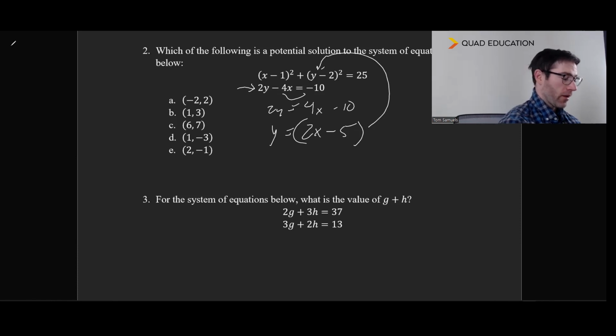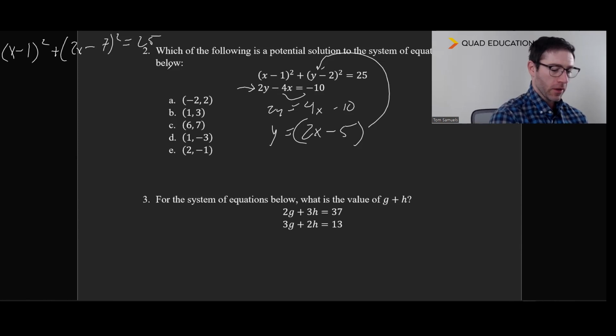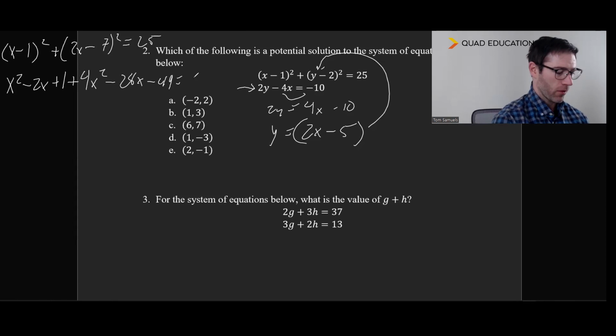So we're going to have x minus 1 squared plus 2x minus 5 minus 2, which is just going to be 2x minus 7 squared, and that's going to equal 25. And then what I can do is sort of use my foiling principles. So also lots of references to previous videos today. We can go back to that x plus y and x minus y squared video to know how to do this quickly. So x minus 1 squared is going to be x squared minus 2x plus 1, and 2x minus 7 squared is going to be 4x squared minus 28x minus 49, and that's going to equal 25.